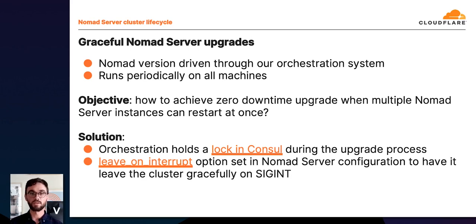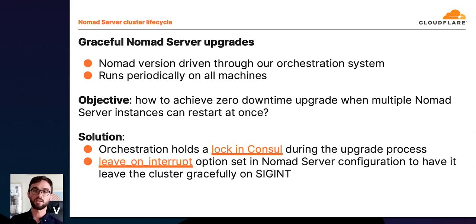So we achieve that using, once again, Consul. We have orchestration avoid restarting multiple Nomad server instances at the same time, which could cause losing quorum. We have it hold a lock in Consul during the upgrade process, so that if orchestration runs on another node running Nomad server in the data center and tries to hold that lock, it's going to have to wait for the upgrade to be finished. So in a sense, we only upgrade one instance of Nomad server at a time, ensuring continuity of service of Nomad server.